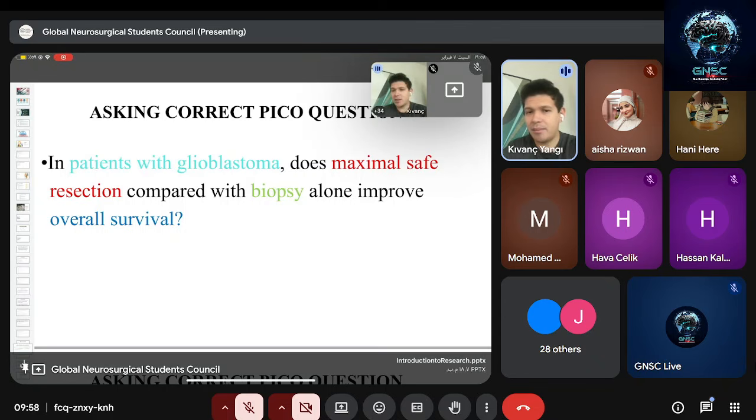In patients with GBM, does maximal safe resection compared with biopsy alone improve overall survival? Your blue here is P. Red is your I, whereas green is your comparison group. And overall survival is your outcome. Next slide.